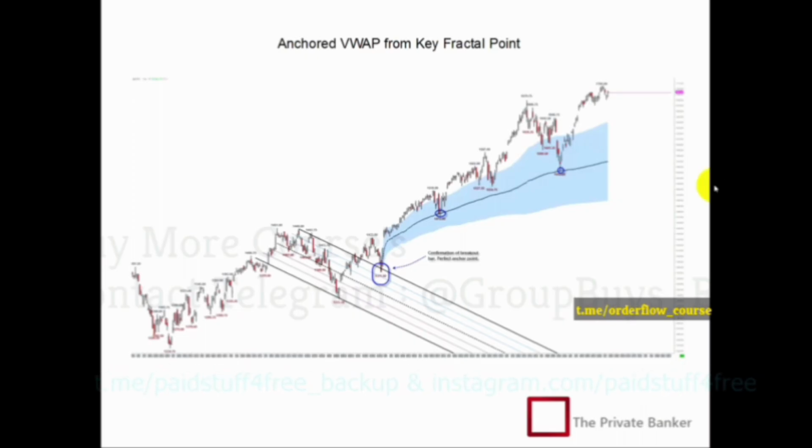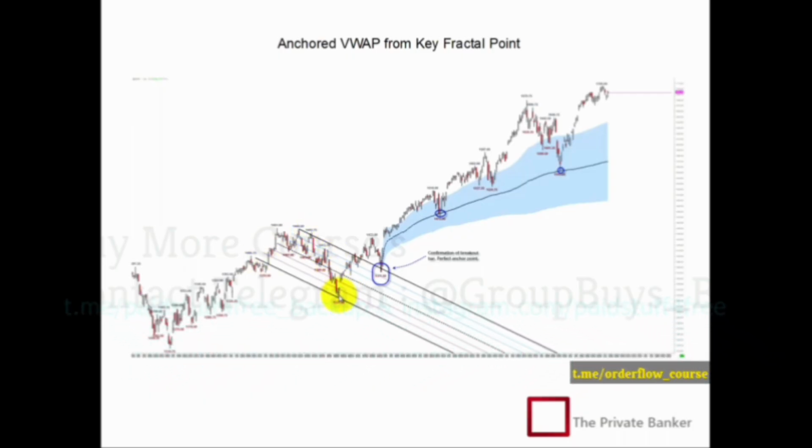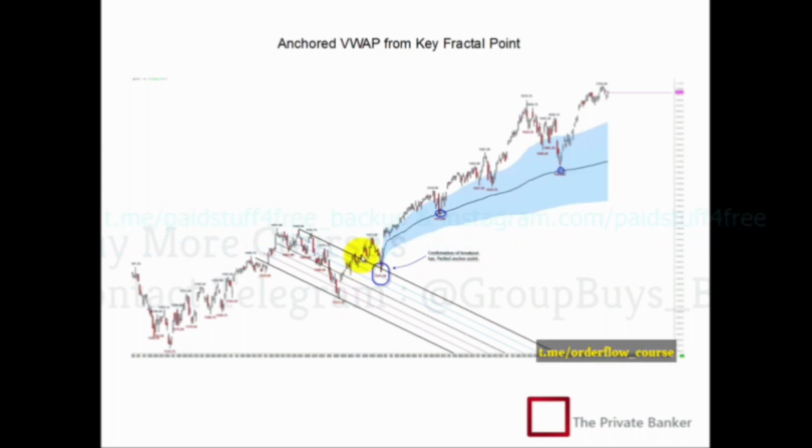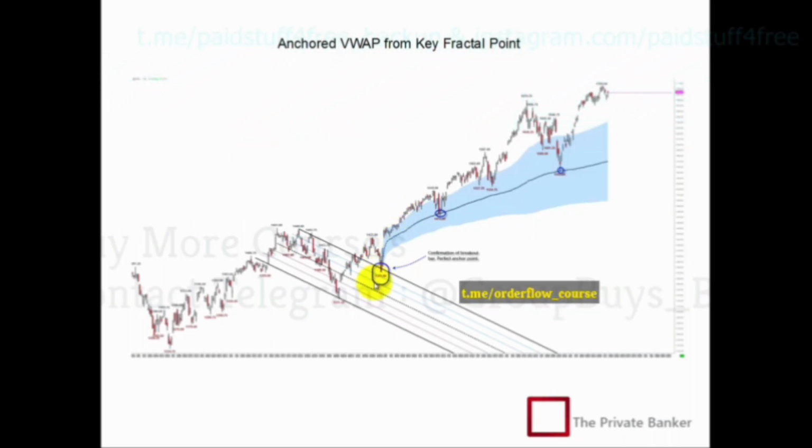Okay, so what we have here is simply the S&P contract, the ES. These are daily bars. We can see that there was somewhat of a bearish channel forming at that particular time. However, the market broke outside of that channel and made a pullback to the top of that channel and obviously bounced up higher after that. So that is a key fractal point there.